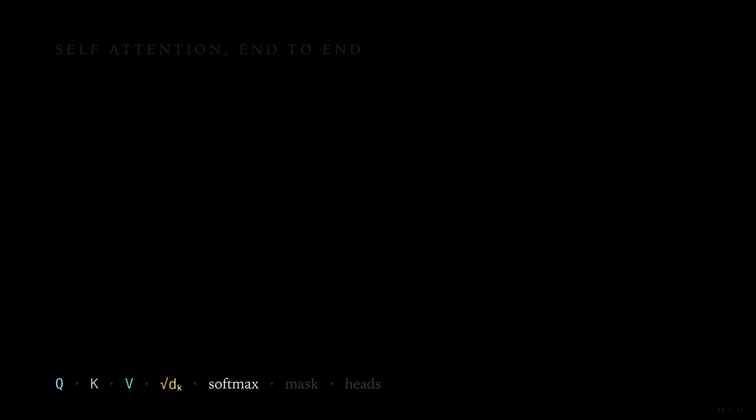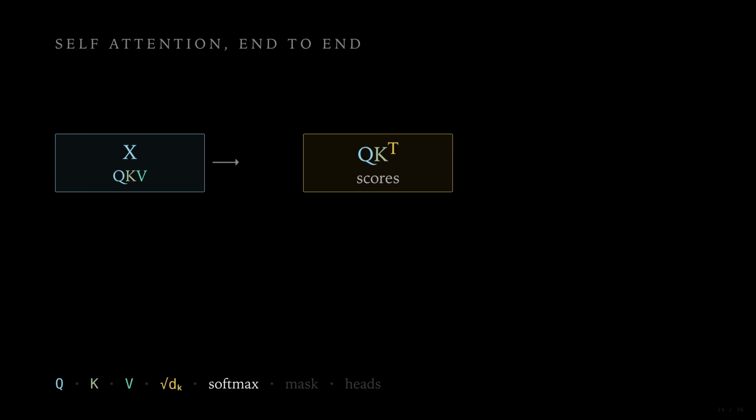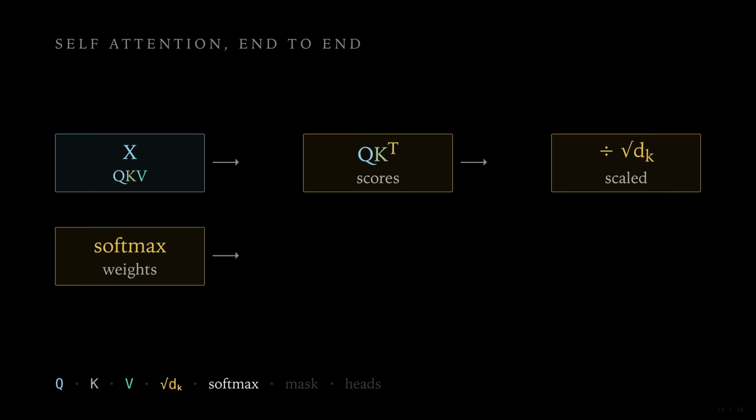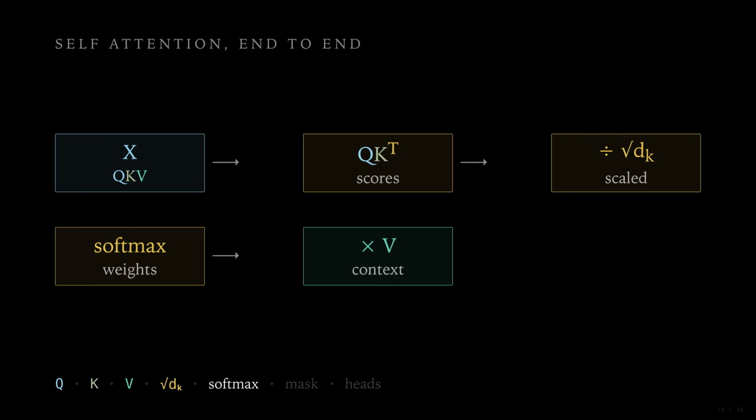That is self-attention complete, and it comes down to 5 steps. You project X into query, key, and value, multiply Q by K transposed, divide by the square root of dk, run Softmax across each row, and multiply by V.